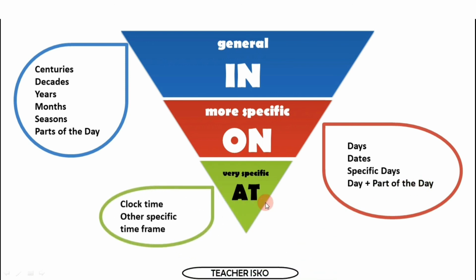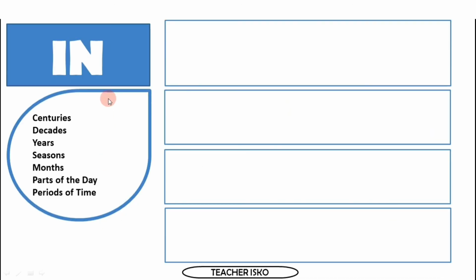Lastly, we use the preposition at to discuss clock times and other very specific time frames. So just remember, in is used for general time frames, on for more specific time frame, and then at for very specific time frame. Let us now have examples for each of this. In as preposition of time. Again, we use it for centuries, decades, years, seasons, months, parts of the day, and period of time.